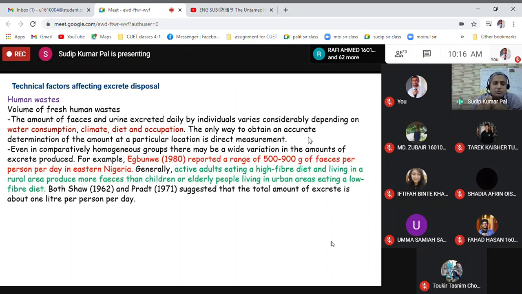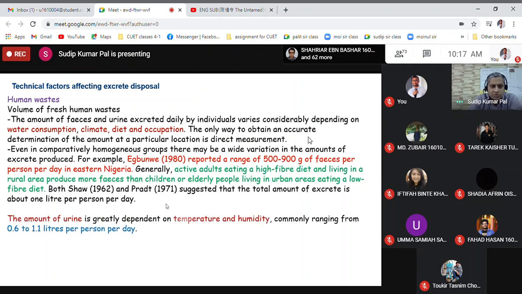The total amount of excreta, it's just a thumb rule you have to know. If information is missing, then how do we accommodate or get the information available for design? The total amount of excreta is about 1 liter per person per day. This is just a suggestion, right? It's not that accurate. This is about the feces, and this is about the urine.